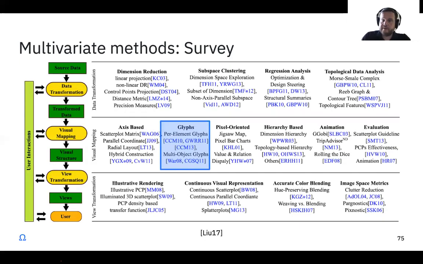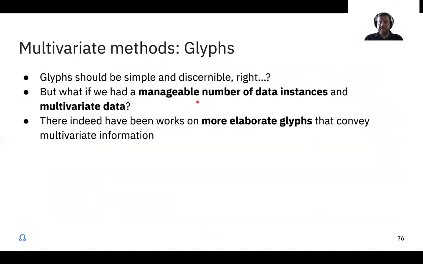And the final chapter I would like to discuss is glyphs, basically. So glyphs, we know what they are. They represent individual data points. They should be simple and discernible, right? But what if we had a manageable number of data instances and multivariate data, right?